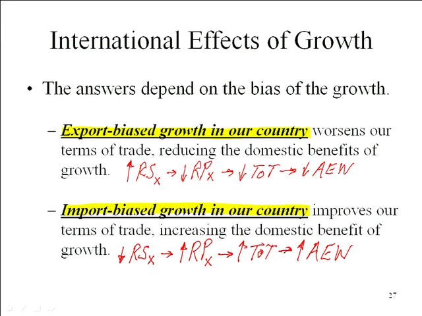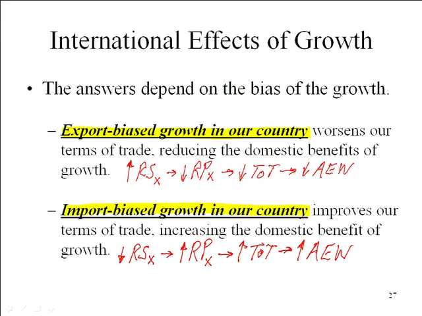So from Brazil's perspective, what we see is the price of oil to them has lowered, which means the relative price of Brazilian exports has increased. And so a higher price for exports means an improvement in the terms of trade, and consequently an increase in Brazil's aggregate economic welfare from that international trade effect. So there's two examples: export bias growth in the case of China, and import bias growth, at least in the case of the oil industry in Brazil.